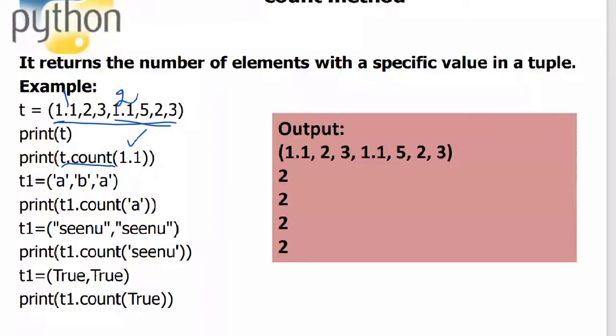Print T ante idi kada. Print T ante name tuple print chesindi. Next one you ask for the count of 1.1, that has given 2.